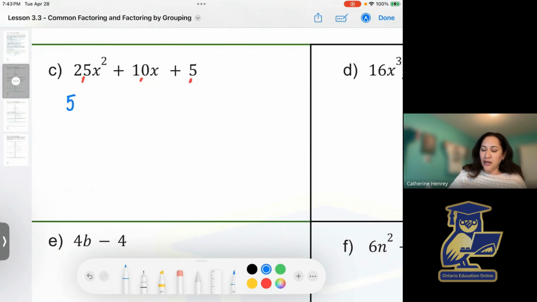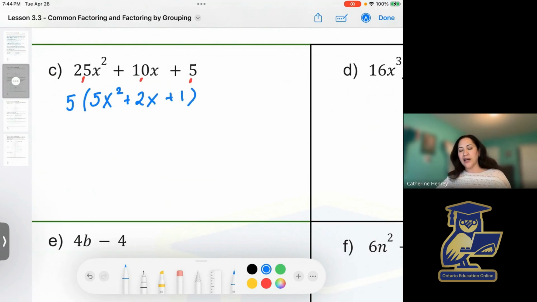So I put it out here on the outside. And all three terms don't have an x, so I can't factor out any x's because it's not common. So 25x squared divided by 5, that would leave me 5x squared. And then 10x divided by 5, that's going to leave me with 2x. And then 5 divided by 5, that's going to leave me with 1. So here's the factored form of this expression.